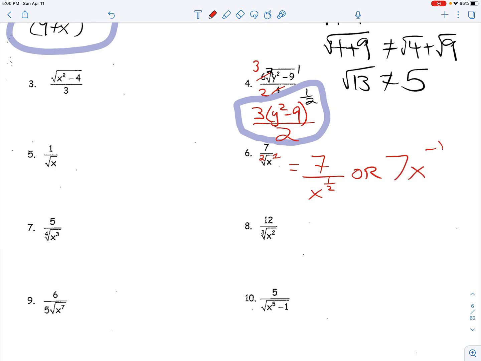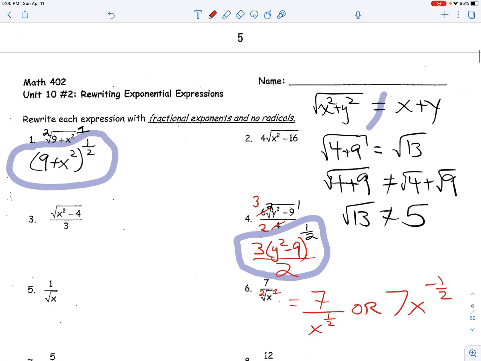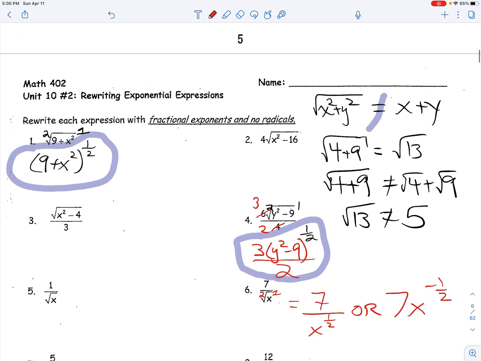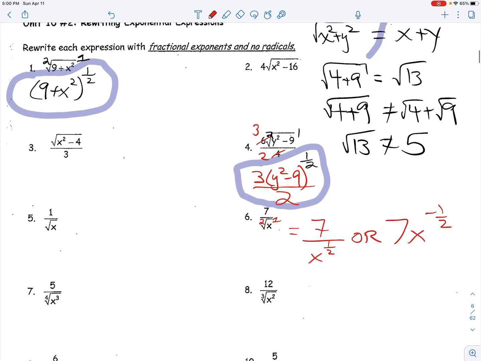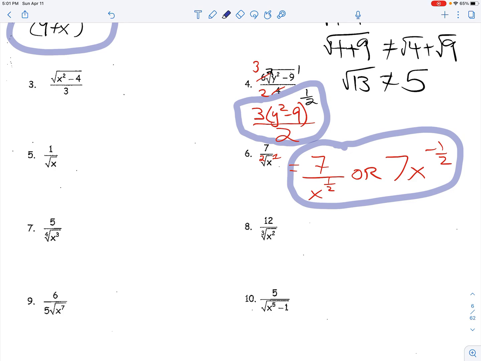Or if you want to move the x to the 1/2 up to the numerator, you could do that as well and make that 7x to the negative 1/2. It doesn't say no negatives. It just says no radicals, and fractional exponents. So yeah, either one there.